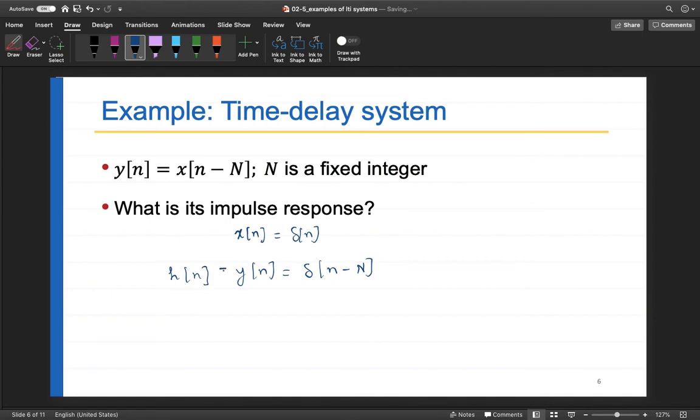Right? So my h[n] is delta of n minus capital N. So you can now plot it. Zero. So if N is greater than 0, then you see that your h[n] is 0 for all n less than 0. This means it is a causal system. So this is a way to find out the impulse response of any system.